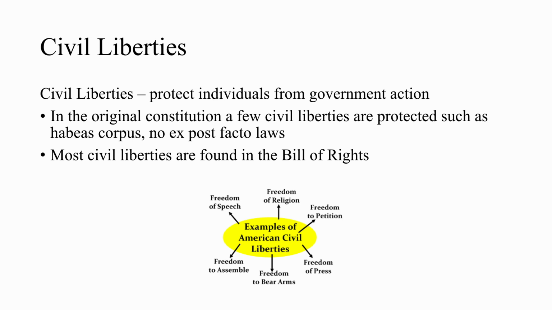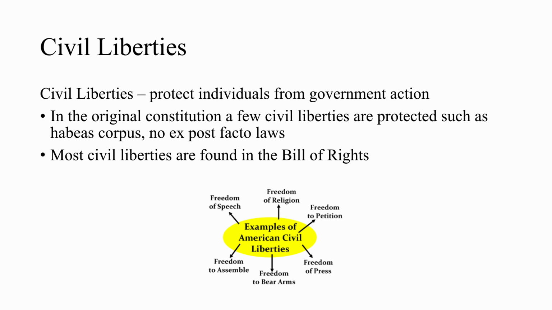A bill of attainder, that's attainder. Bills of attainder prevent Congress from passing laws that would punish groups without a trial. All right. Don't get too hung up on that vocab, habeas corpus, ex post facto laws, and bills of attainder. Not all that important. Really, what's the important stuff is the Bill of Rights. All right, so most civil liberties are found in the Bill of Rights.